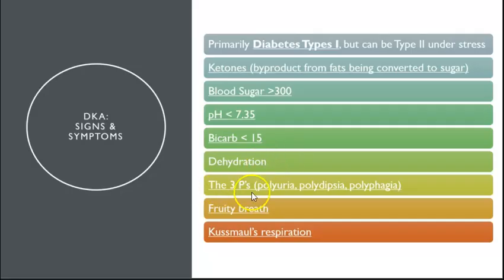Dehydration, and then the 3 Ps: polyuria, polydipsia, polyphagia. When they breathe on you, it smells extra sweet and fruity. And the Kussmaul's respirations to breathe out some of the acid.